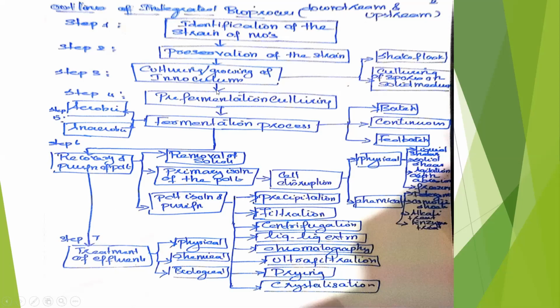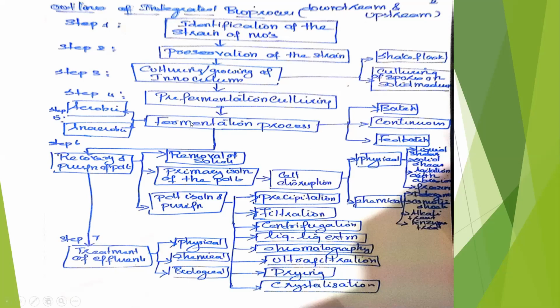Pre-fermentation culturing means, for example, if you want a 1,000 liter fermenter, your media is 1,000 liters. So approximately 10 to 20% of that will be the inoculum. So accordingly, the inoculum should be produced. You will not directly inoculate one loop of the microbe into the 1,000 liters of fermenter and allow it to grow. For 1,000 liters of media, how much inoculum is required? That will be prepared previously. That is called as what? Pre-fermentation culturing. Once that is done, you will go for the fermentation process.